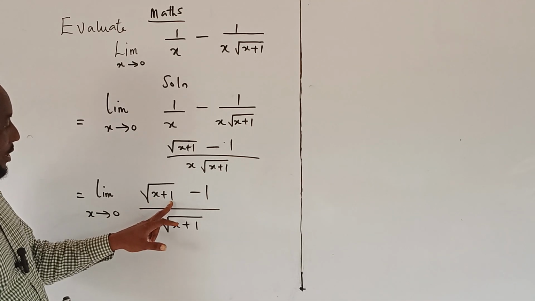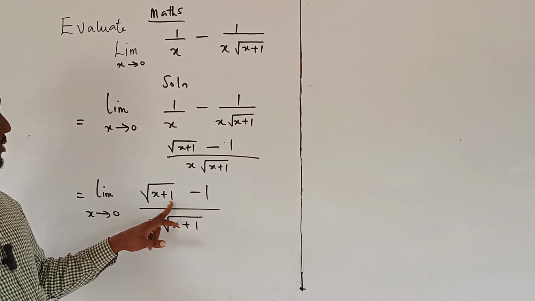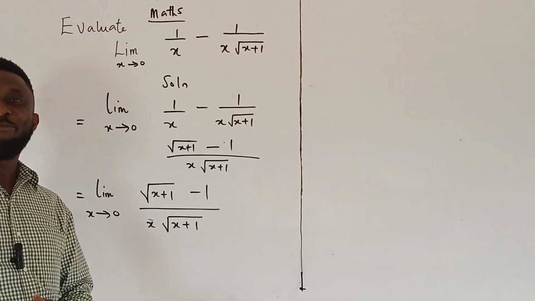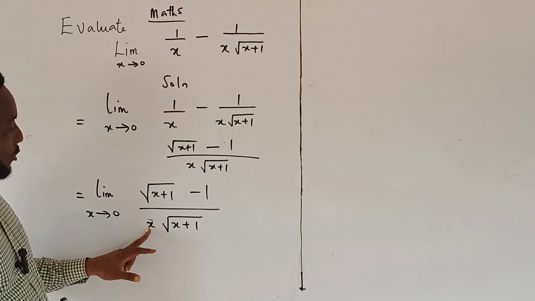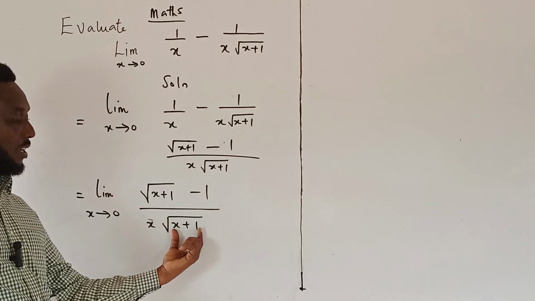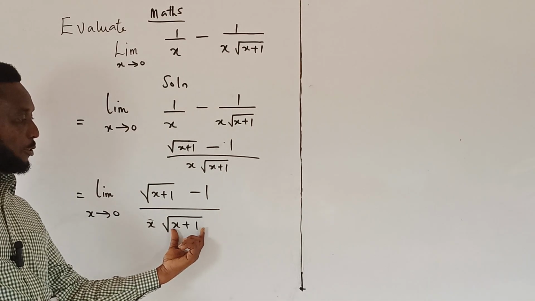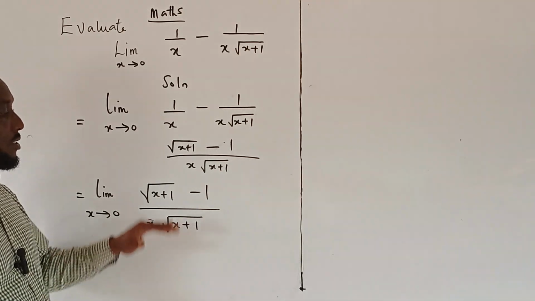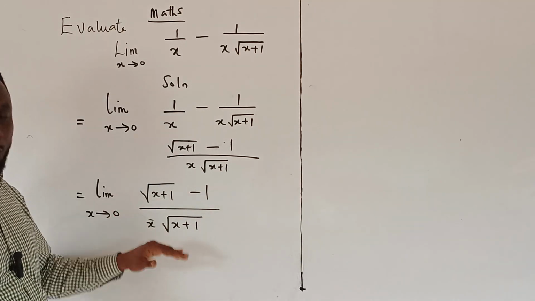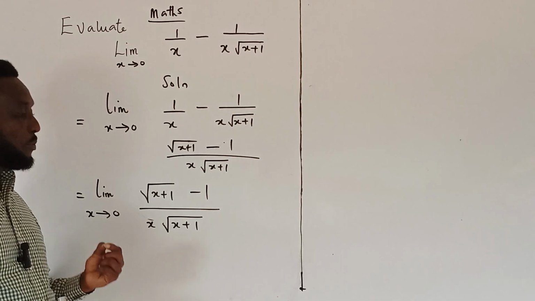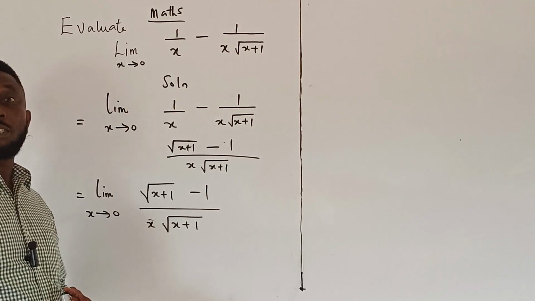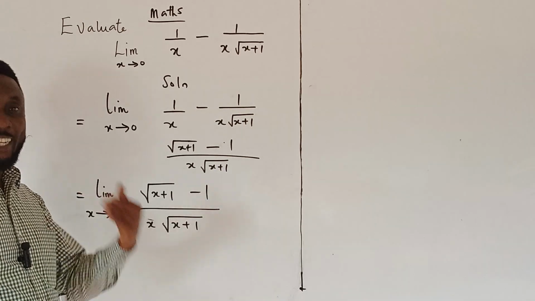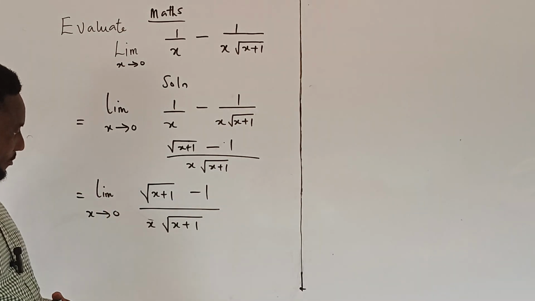square root of 0 plus 1 is square root of 1. 1 minus 1 is 0 for the numerator. Then for the denominator, 0 multiplied by whatever will come out of here is going to give us 0. So we have another case of 0 divided by 0. So that will be an indeterminate form. Hence, we need to progress by rationalizing the surd.